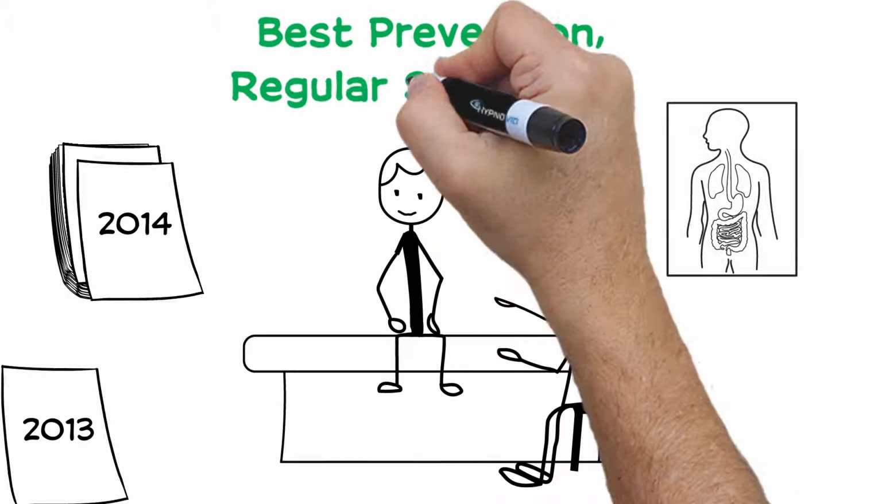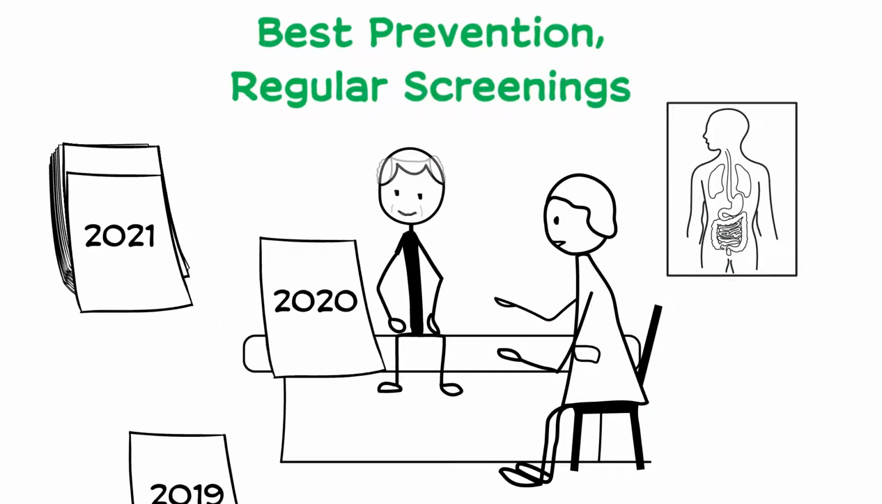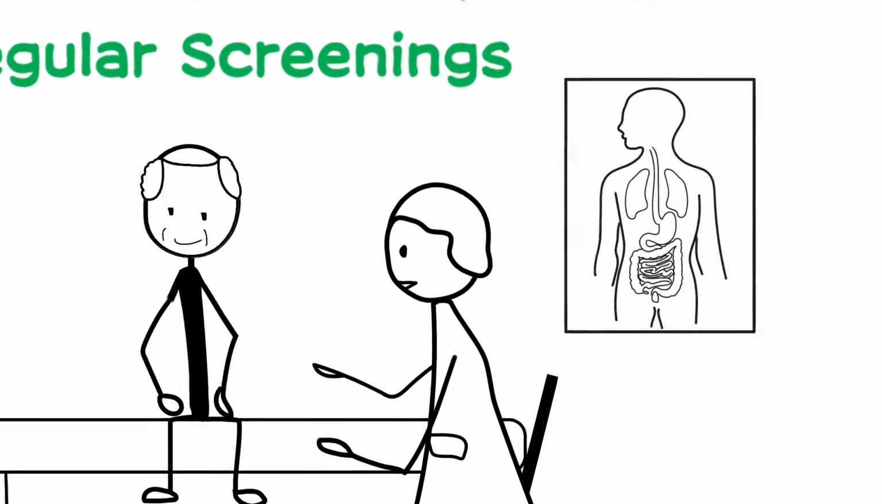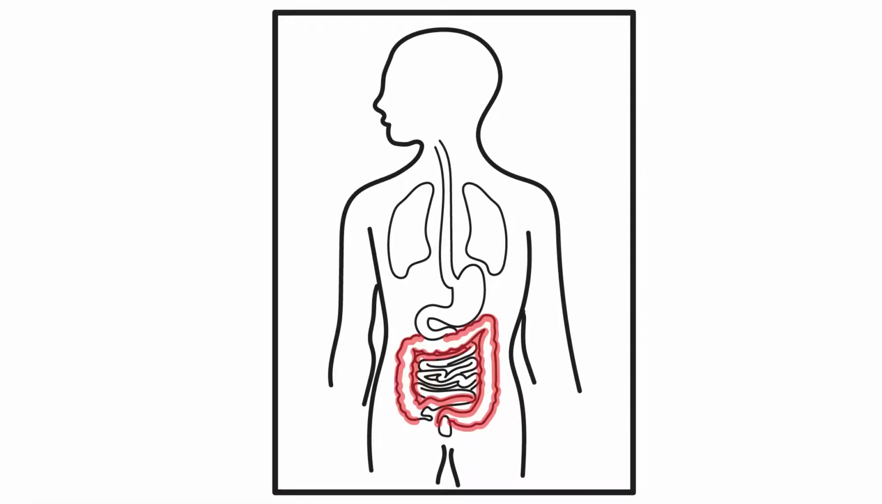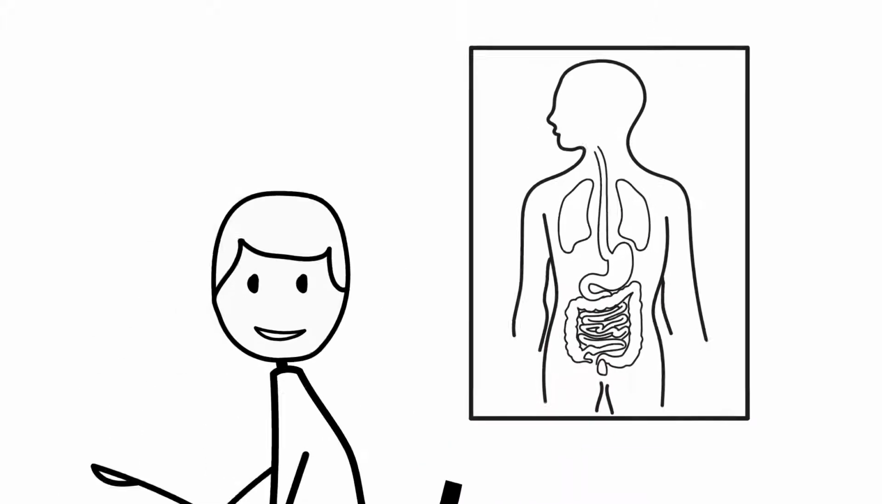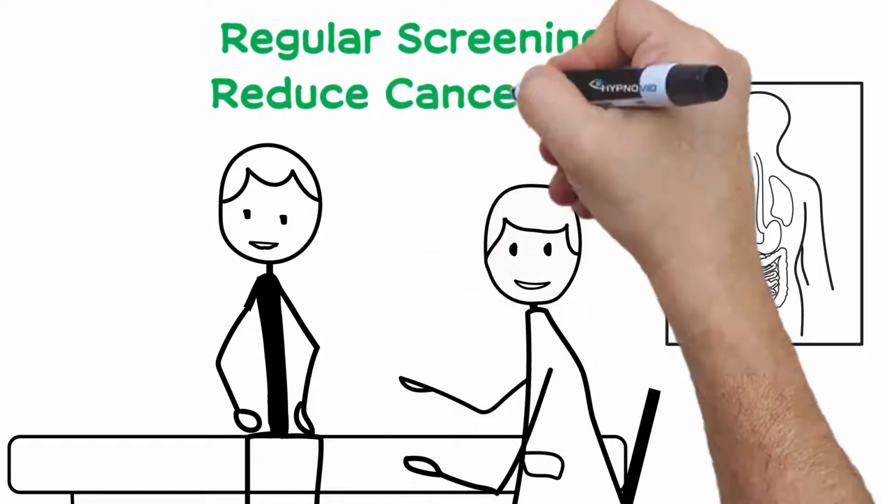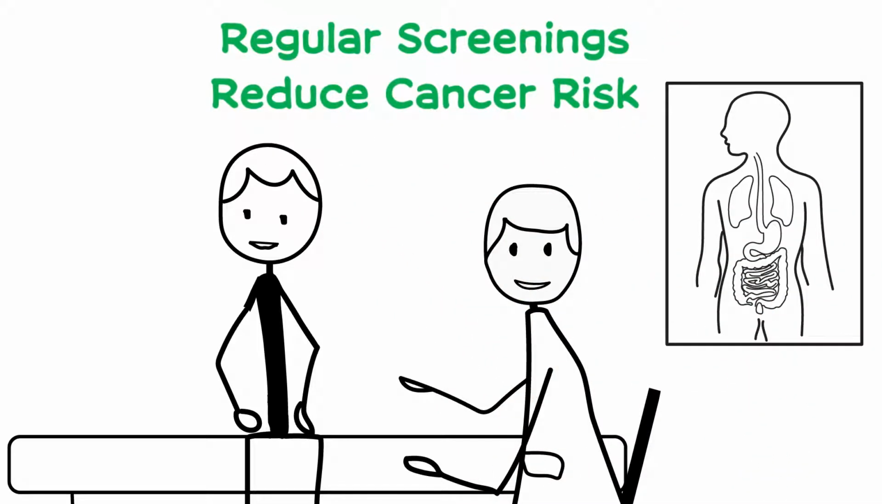The best prevention is to get regular screenings. Your doctor can screen you for cancers that you're at a higher risk for and those that are common, including colon, breast, mouth, skin and prostate. With regular screenings, you'll be able to detect any cancer early, which makes your odds of successful treatment much better.